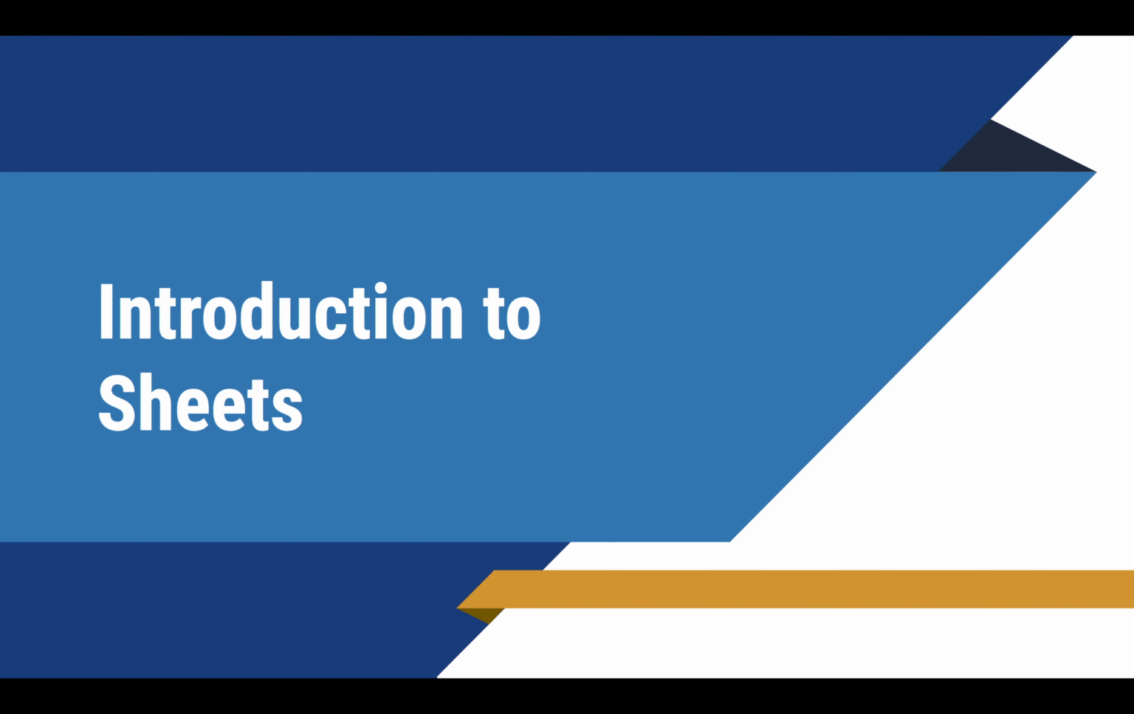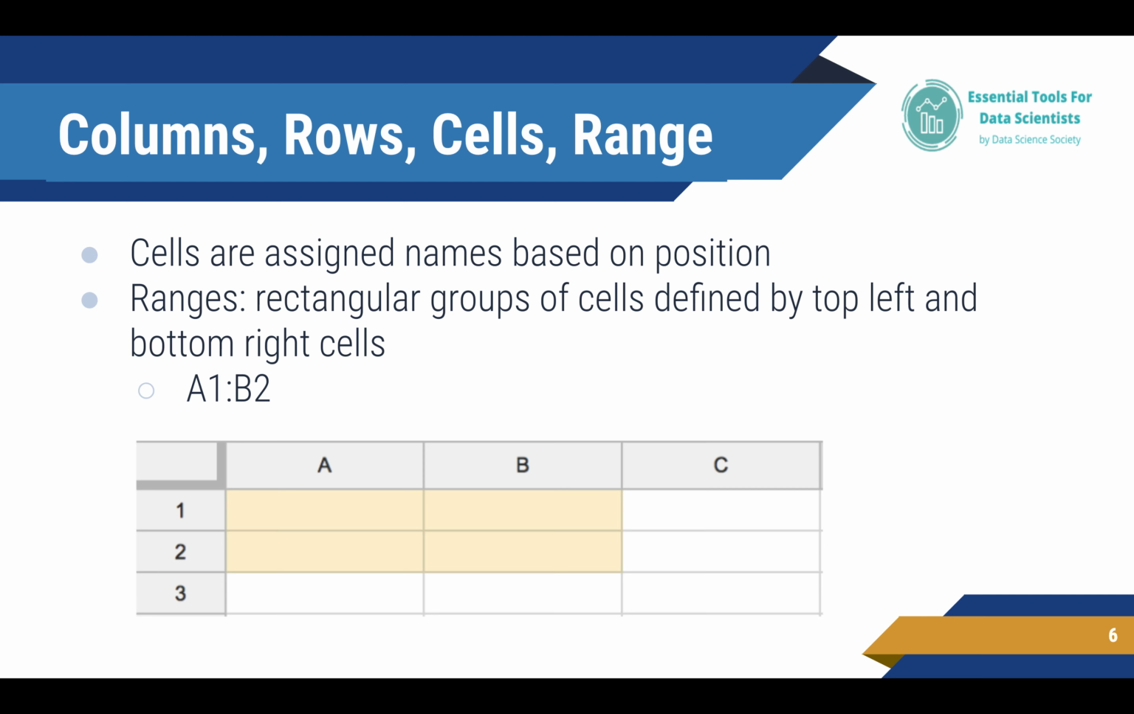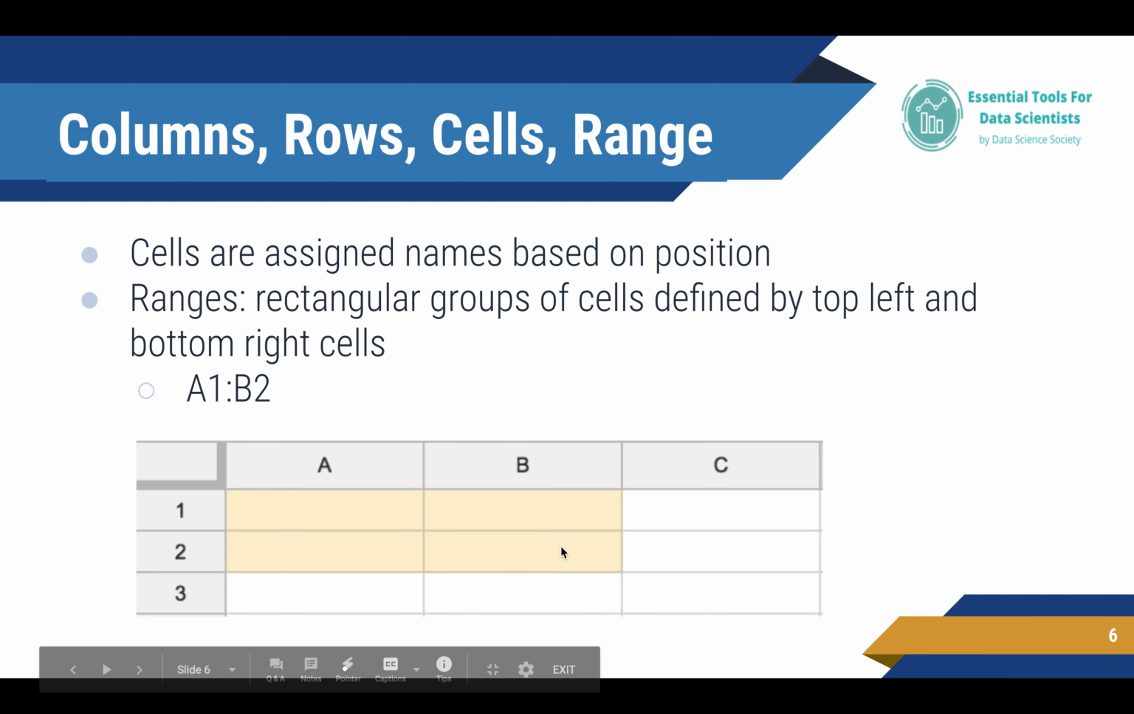Alrighty, so columns, rows, cells, and ranges. Hopefully we are familiar with the concept of columns and rows. It's going to be important. Cells are these little boxes. They are defined by the column they're in and the row that they're in, and we can call them by their column and row name, and that's how we get a cell. Ranges are rectangular groups of cells. They are defined by their top left and bottom right cells. For example, A1, B2 is this highlighted four cells.